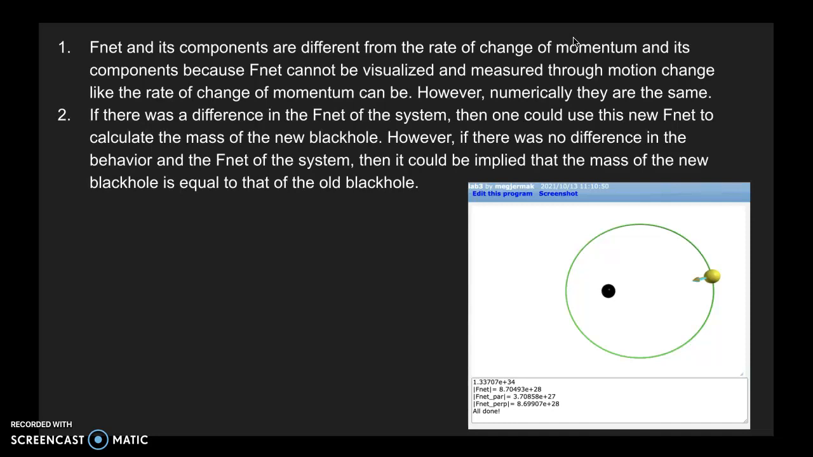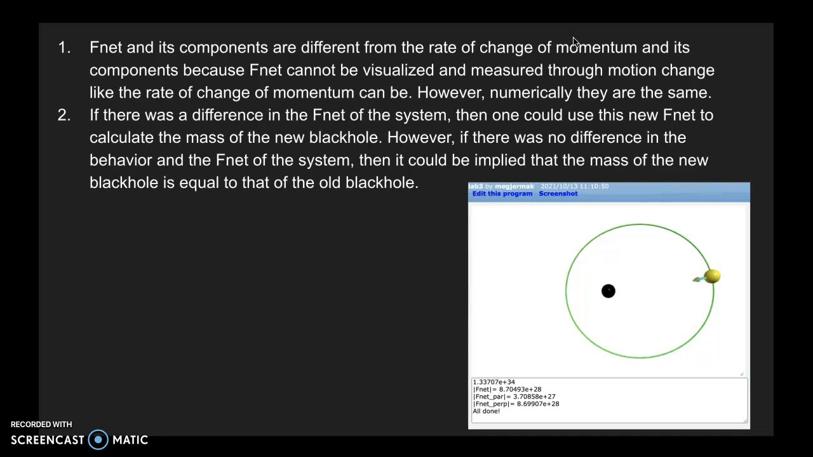For the second question, we were asked to analyze if there was a difference in the F-net of the system. This is the question asking about if they put a new black hole. If there was a difference in the F-net of the system, then one could use this new F-net to calculate the mass of the new black hole. However, if there was no difference in the behavior of the F-net of the system, then it could be implied that the mass of the new black hole is equal to that of the old black hole.